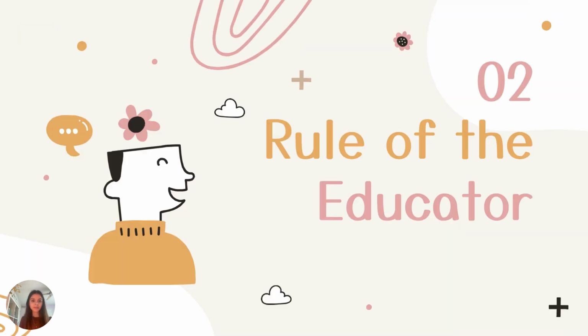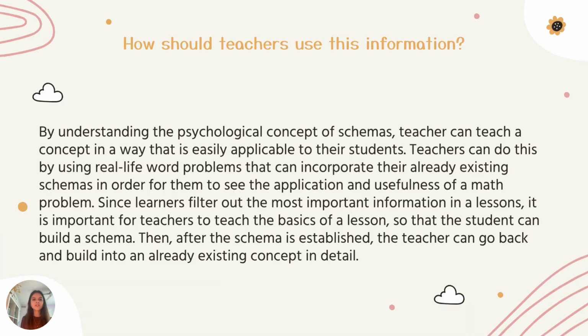So next is the role of the educator. And so, how should teachers use the information that we have just learned? By understanding the psychological concept of schemas, teachers can create a concept in a way that is easily applicable to the student. So, we have already learned that it is much easier to add on to a schema than create a new schema. So we want to go with the most broad overview of information before we start adding the details, because the students are going to get more mixed up, and it's easiest to just go with the easily digestible and then go on to the more complex information.